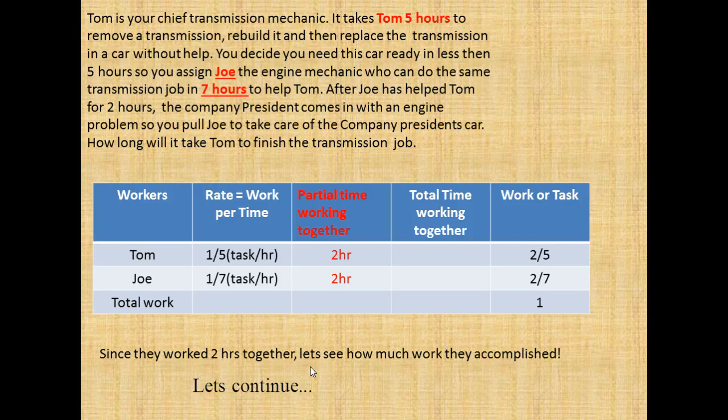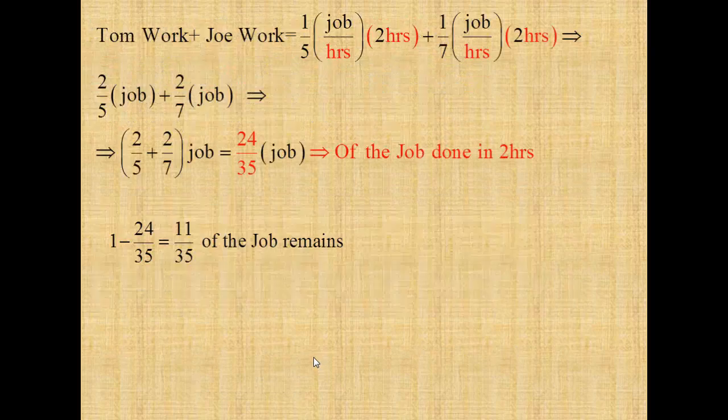Since they work 2 hours together, let's see now how much work they accomplished. Tom's work plus Joe's work equals 1/5 job per hour times 2 hours. As you can see, hours cancel. Joe is 1/7 of the job per hour, and he worked 2 hours. As you see, hours cancel, and we're left with 2/5 of the job plus 2/7 of the job. That's the purpose of putting units there.